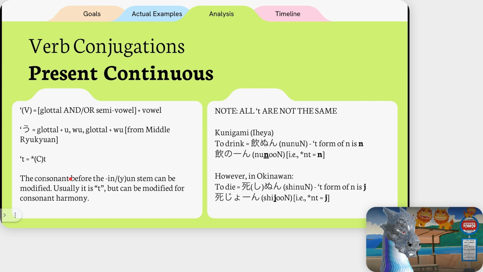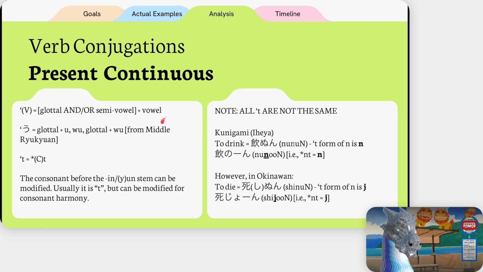And then this T I just said earlier, it's basically the same thing, apostrophe T with the asterisk parenthesis C parenthesis close T, and that's because, as I've said earlier, the T is usually T, especially in Okinawan, but it can be modified for consonant harmony. Okay. But again, as I said, not all are the same.